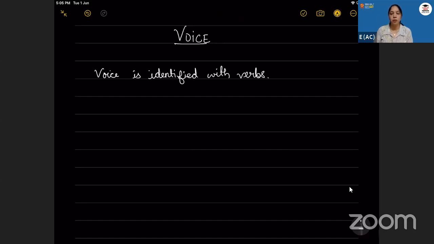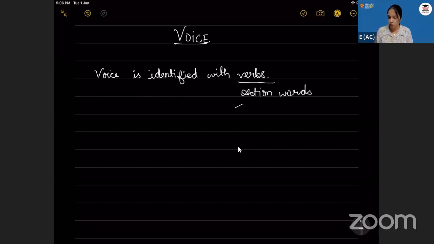And what are verbs? Everybody knows? Yes, ma'am. What is a verb? Who is going to tell that? Action words. Yes, all the action words are called verbs. Anybody can give an example of action words? Playing. Swimming. Reading. Action words, right?